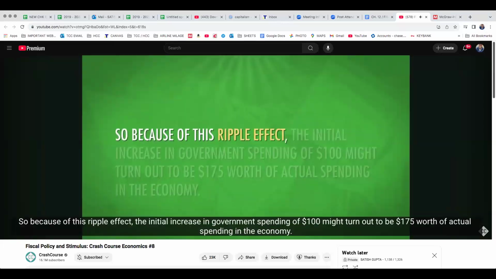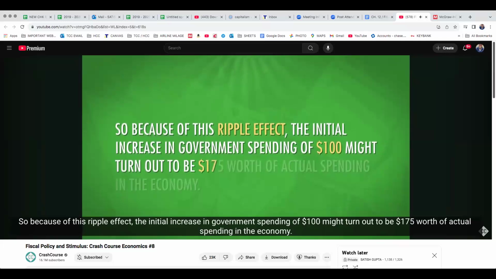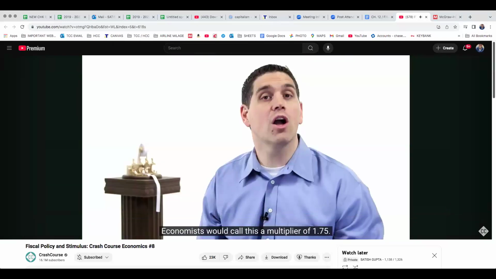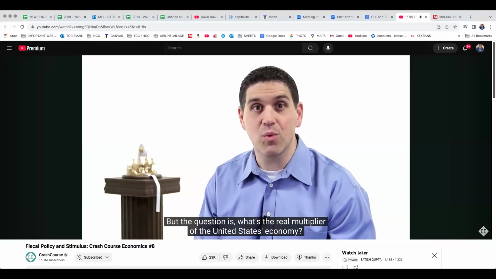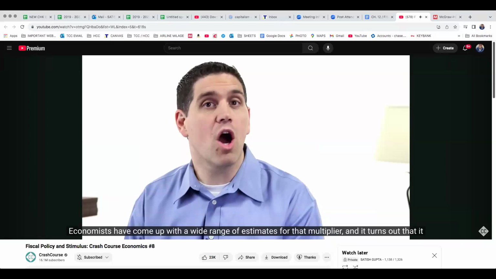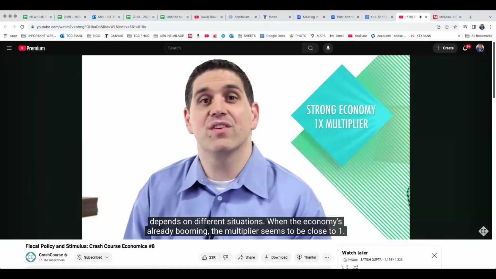So because of this ripple effect, the initial increase in government spending of $100 might turn out to be $175 worth of actual spending in the economy. Economists would call this a multiplier of 1.75. But the question is, what's the real multiplier in the United States economy? Economists have come up with a wide range of estimates for that multiplier. It turns out it depends on different situations.